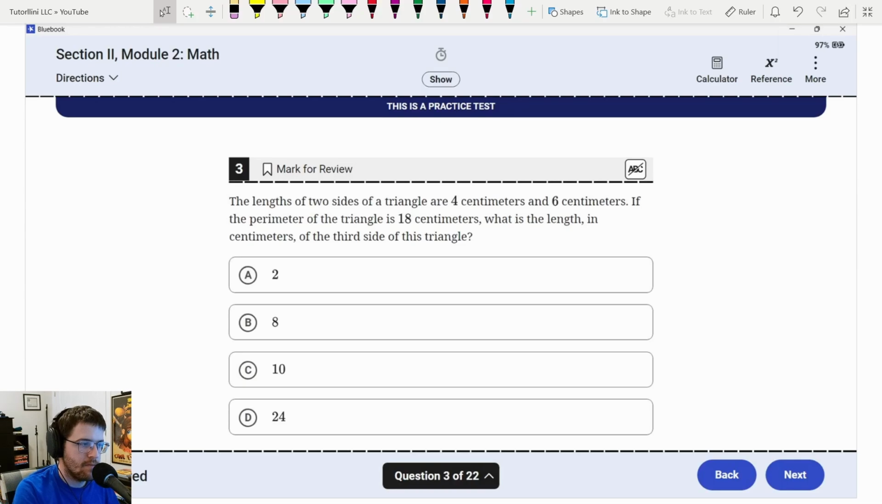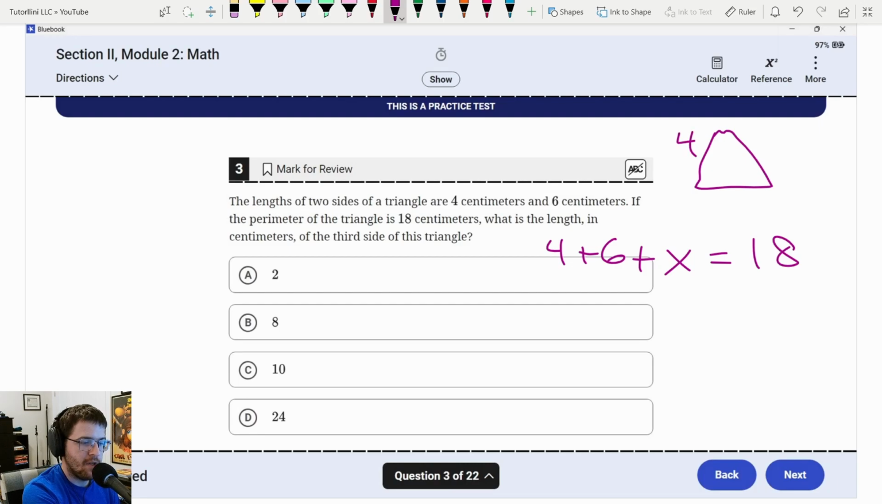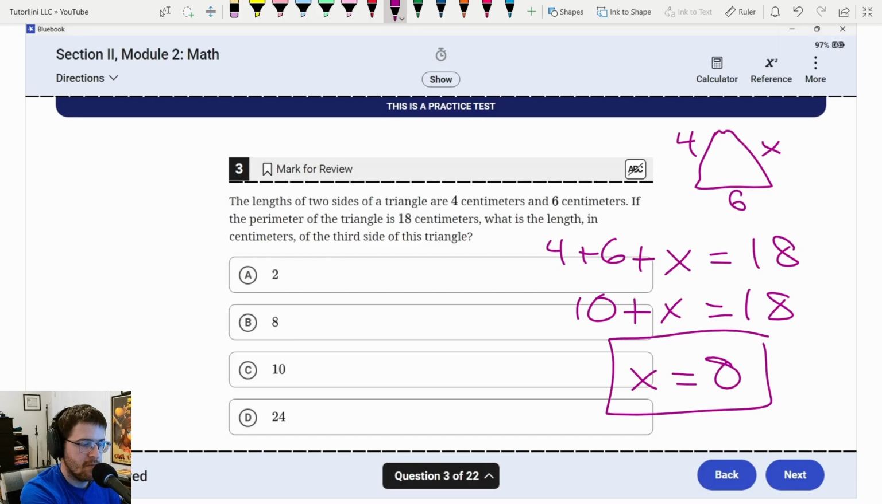Okay, question 3. So perimeter is the sum of all the sides. It says the perimeter is 18. So 4 plus 6 plus the third side, which we don't know, I'll call that x, is equal to 18. Again, if you want to make a picture and that helps you, you can do that. Not a big deal. All right, so 4 plus 6 is 10. 10 plus x equals 18. And I subtract 10 from both sides, and I get x equals 8, which gives us answer choice B.